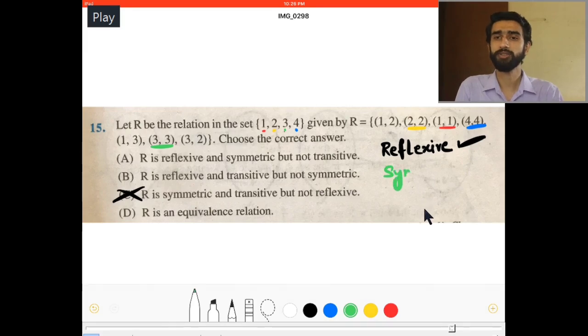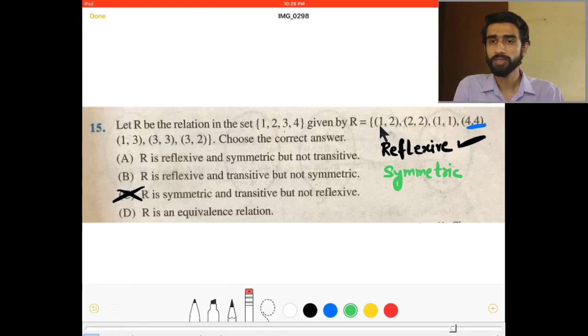Now let's check for symmetric. Is this symmetric or not? Let's check from the first element. (1, 2) is there.